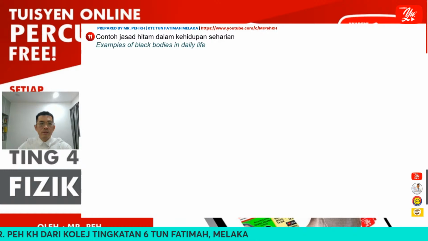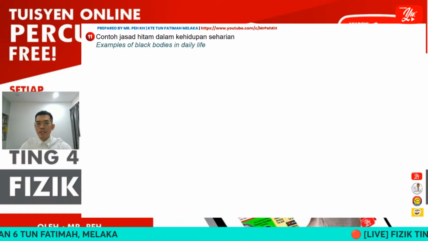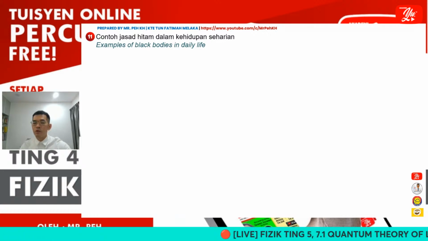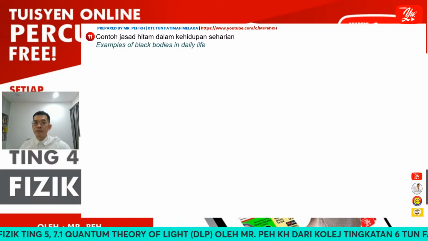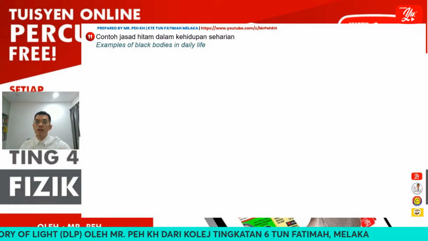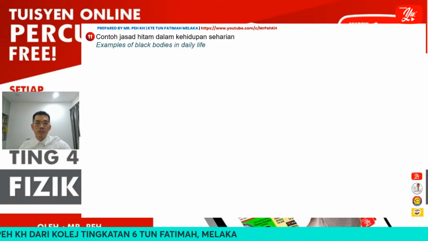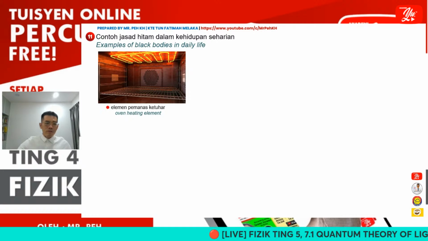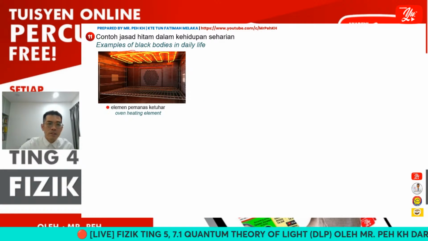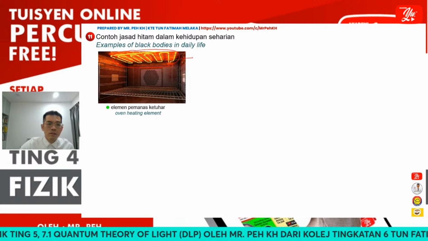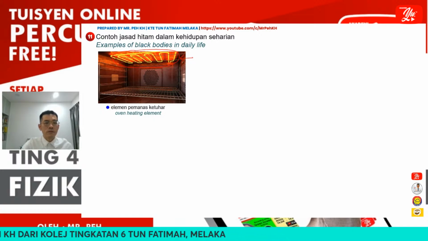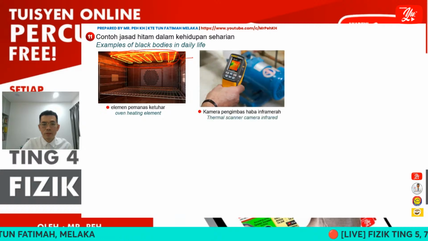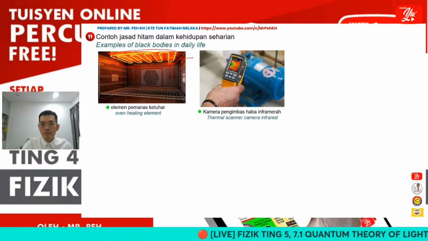Okay, then examples of the black body in daily life. Besides how we explained that the black body curve can be used as a thermometer to determine the temperature of an object at a distant position, we actually have a lot of black body examples in our daily life. The first here is the oven heating element. You can see these parts, the heating element is a brighter color because it is emitting radiation with a certain wavelength. Then the second example is the infrared thermal scanner camera.